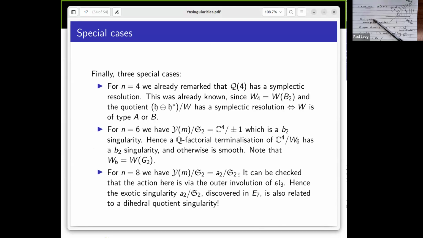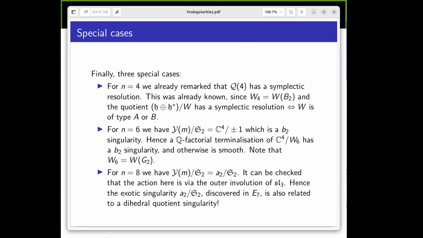This in fact arises as a Q-factorial terminalization of this dihedral group of order 16 quotient. I just thought it was interesting that both the E7 and E8 cases come back to dihedral groups. For E8 it's a dihedral group of order 10, and for E7 it's a dihedral group of order 16.